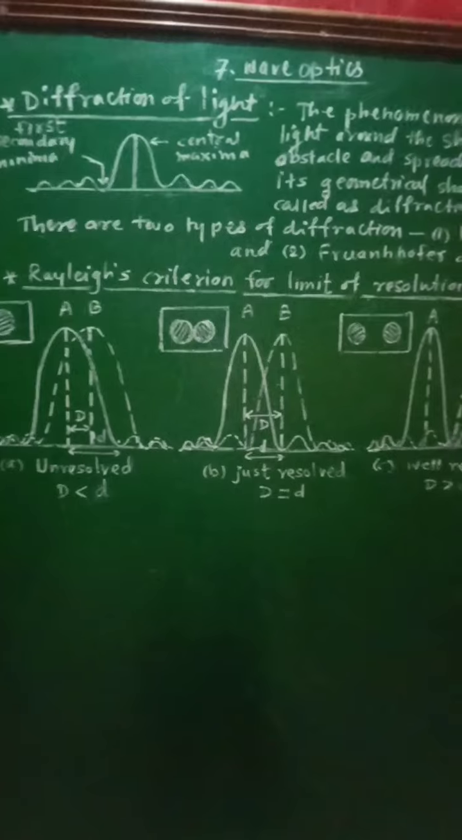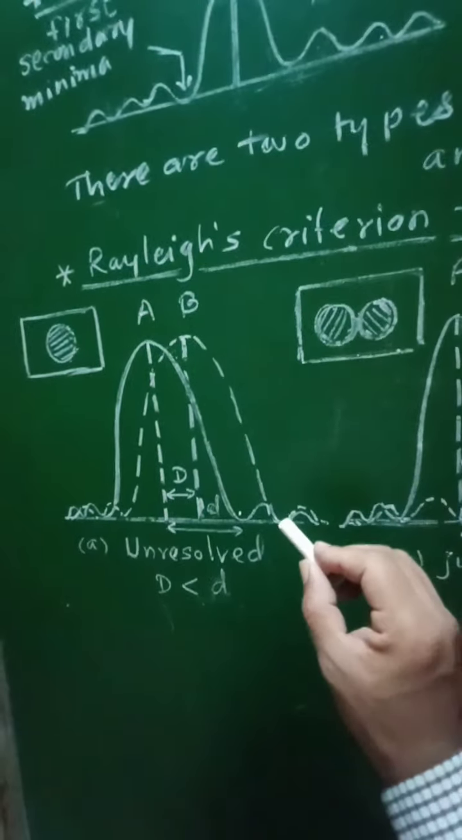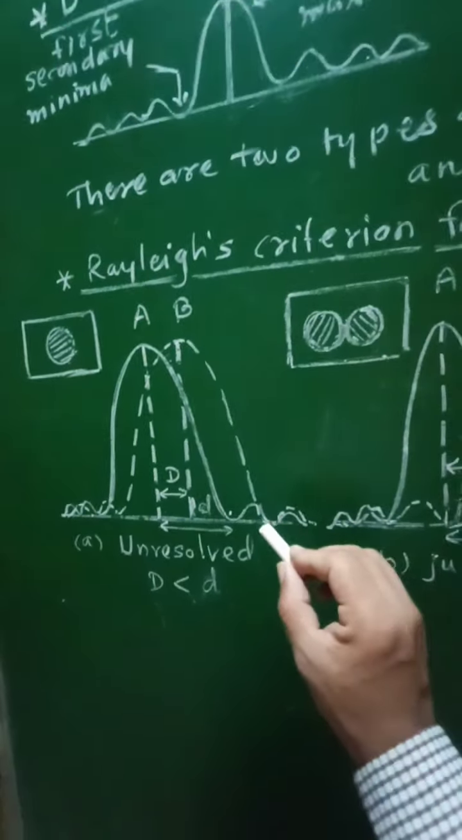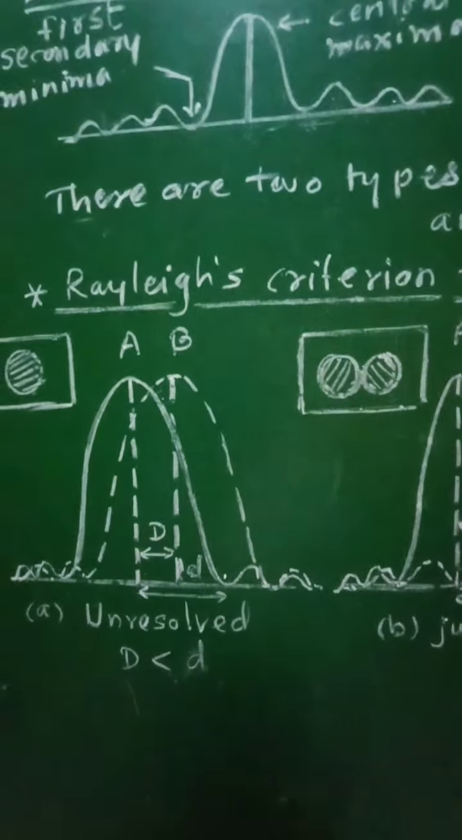Now let us consider two objects A and B which are very close to each other. According to the first diagram, A and B represent the central maxima of the diffraction pattern of the two objects. Let capital D represent the distance between their central maxima and small d represent the distance between the central maximum and its first secondary minimum.